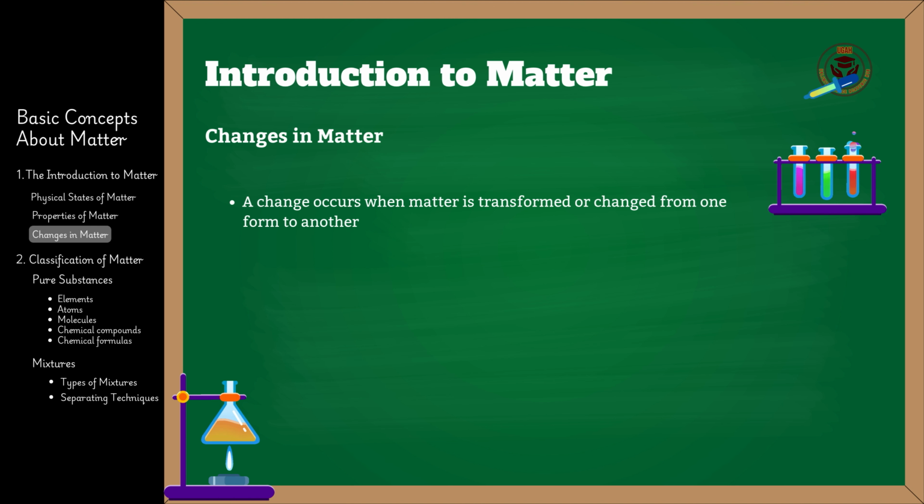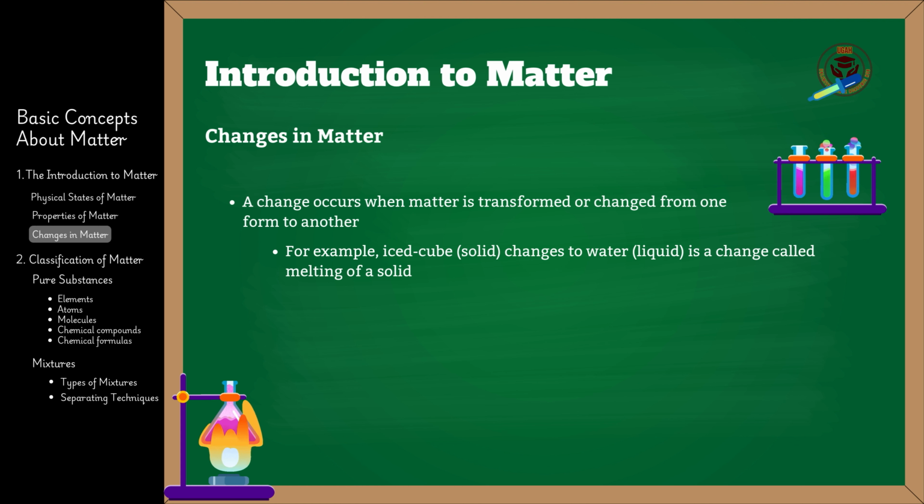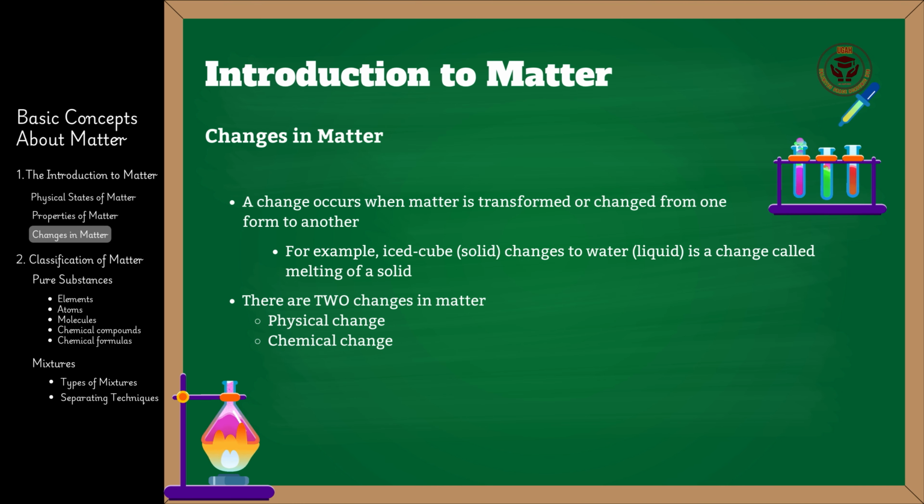A change occurs when matter is transformed or changed from one form to another. For example, an ice block, which is in the form of a solid, changes to water, which is in the form of a liquid. This is a change called melting of a solid. When a state of matter changes from one form to another, it is called a change. There are two changes in matter: physical change and chemical change.